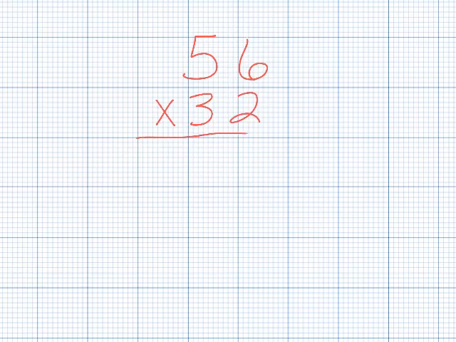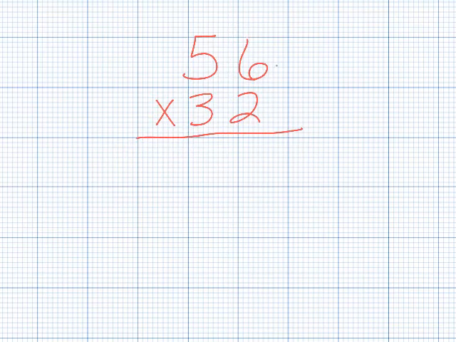All right, so your problem to solve is 56 times 32. At this point, we hope that you don't need to use your multiplication chart, but if you do, go ahead, but try and solve this using your multiplication facts from memory. Go ahead and hit pause, and after you've solved this on your piece of paper, hit play, and we'll check it together.